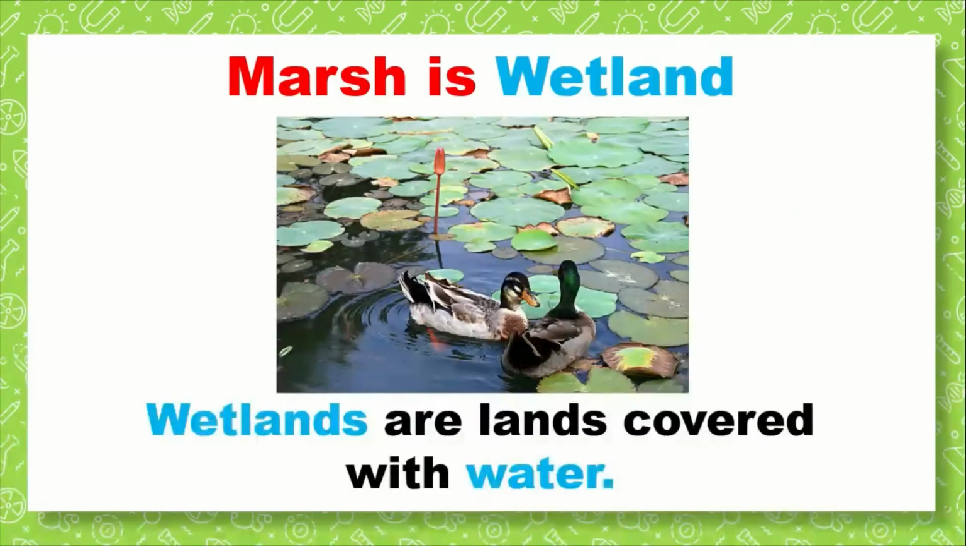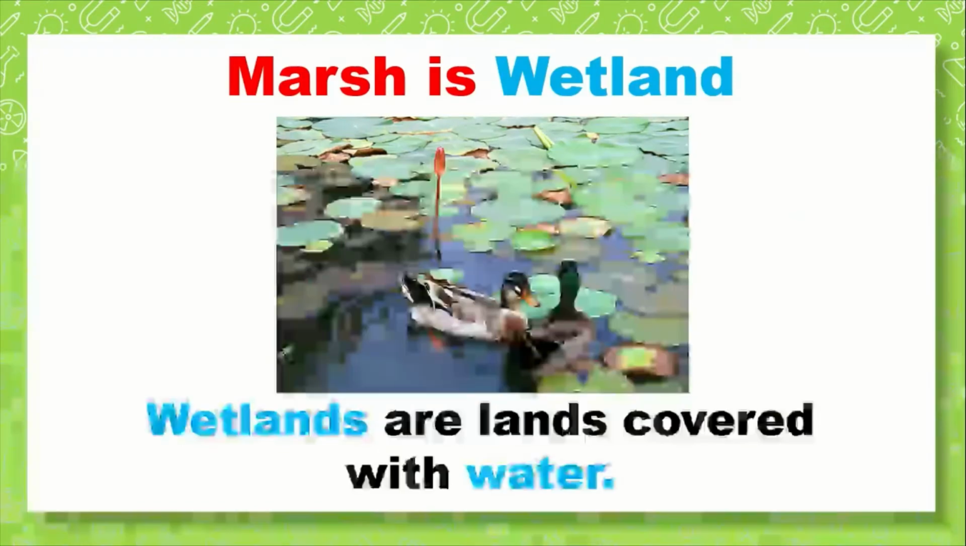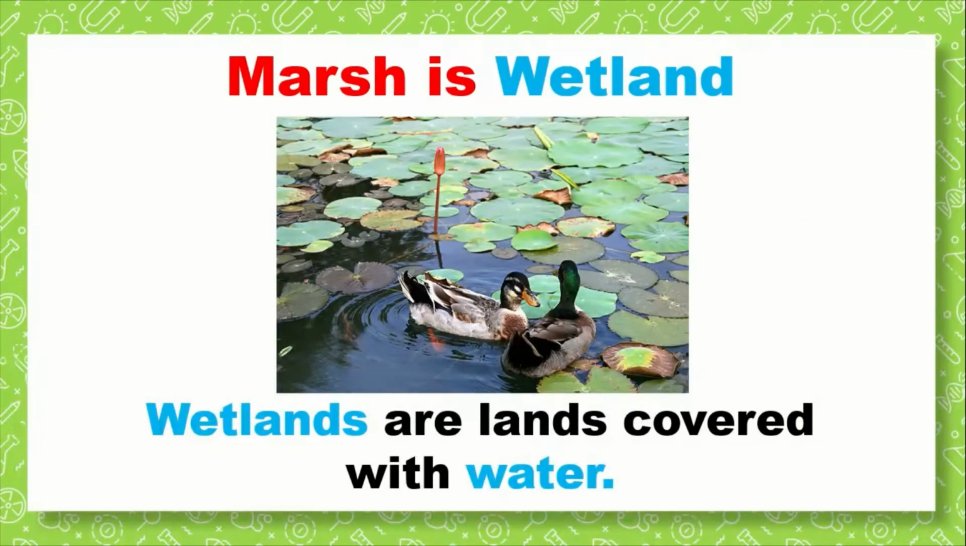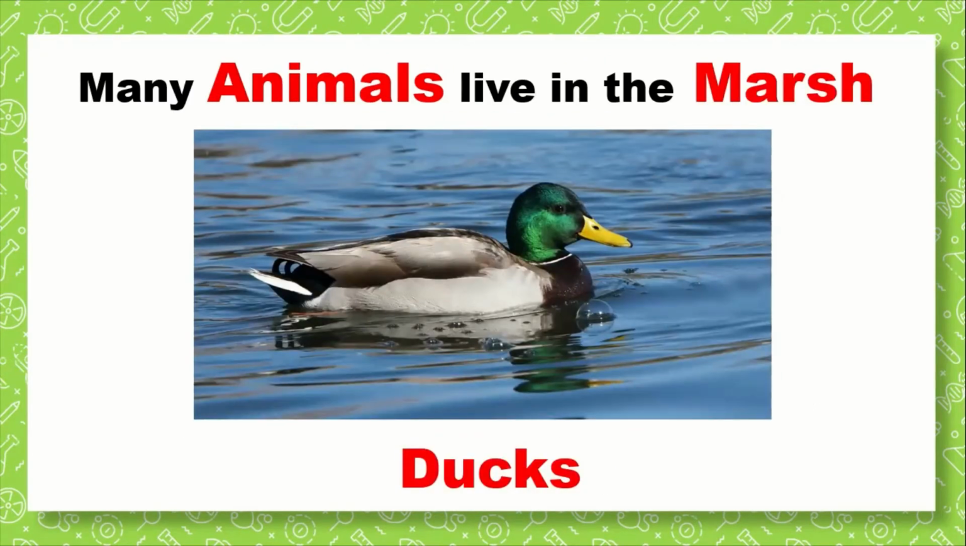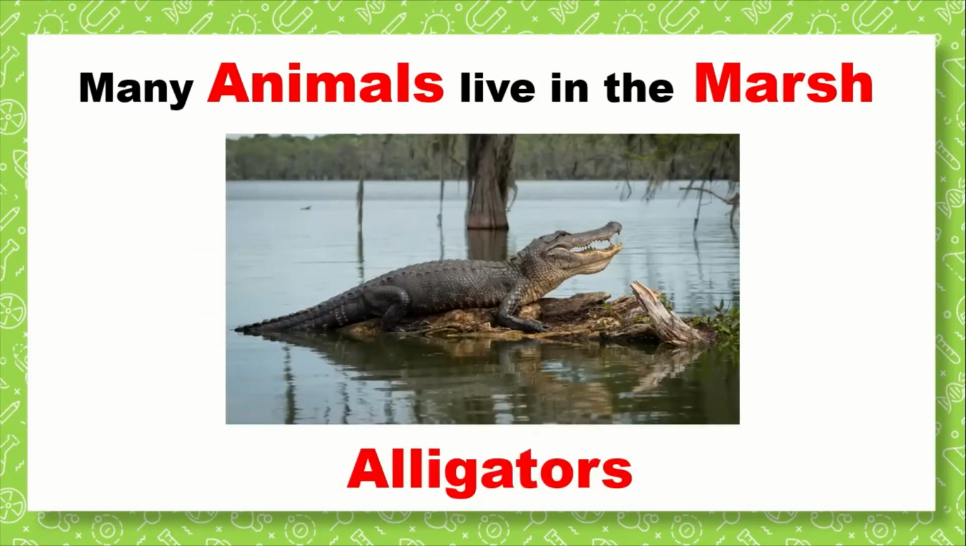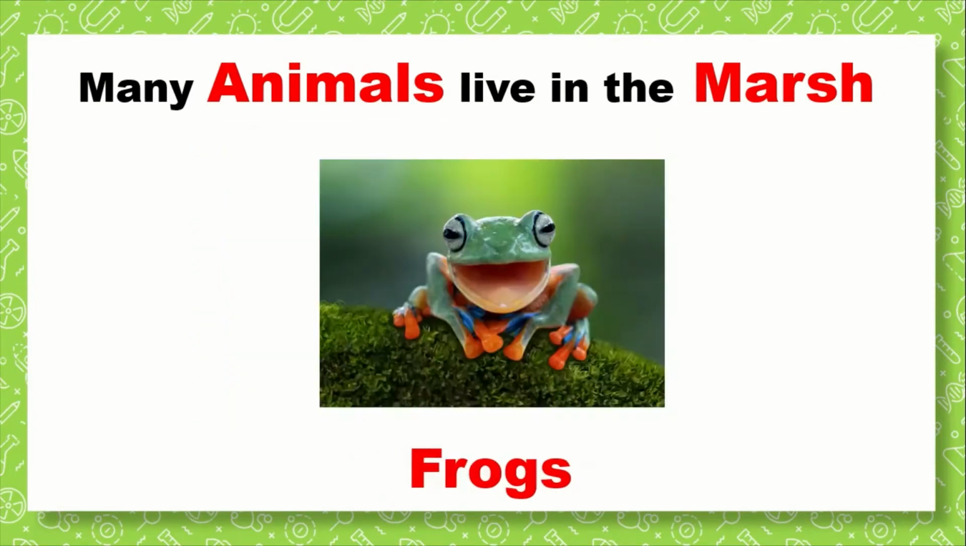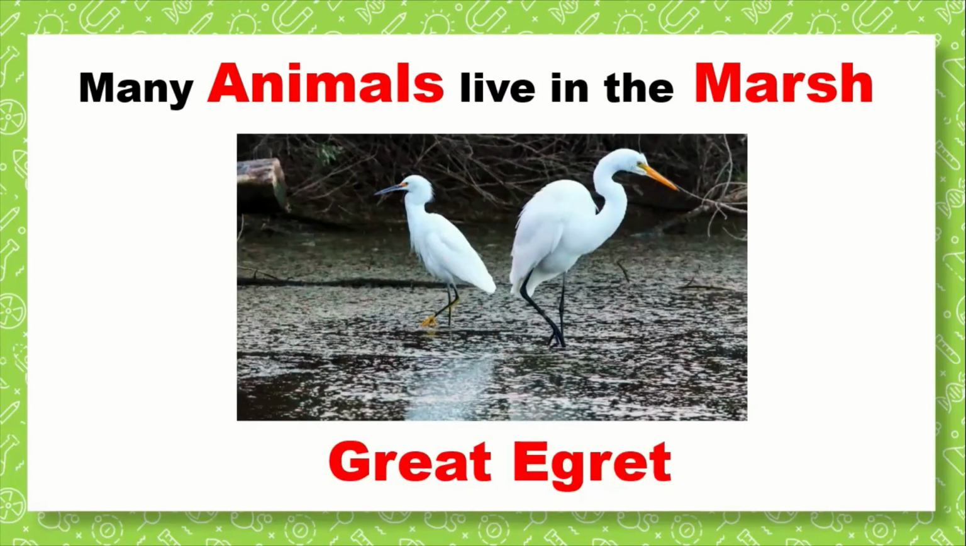Next is life in the marsh. Marsh is a wetland. Marsh is land that's covered with water and it's wet, but the water is not as much as the ocean. It's not as deep as the ocean. Many animals live in the marsh, like ducks, alligators, frogs, and the great egret.